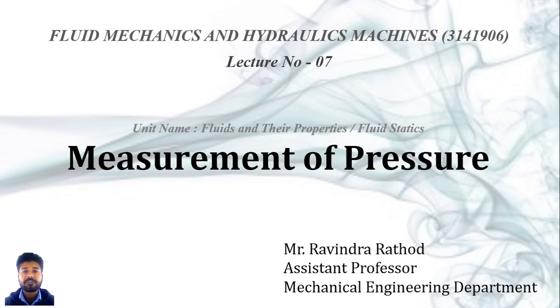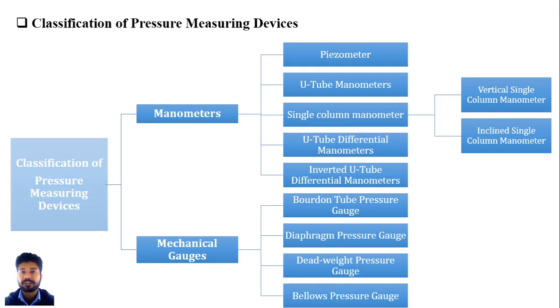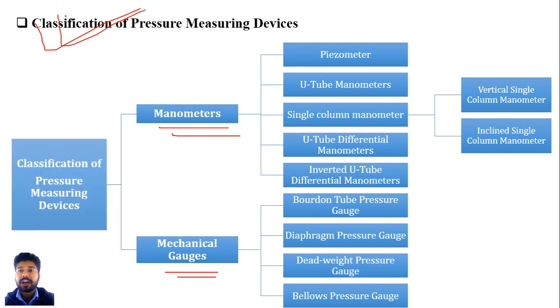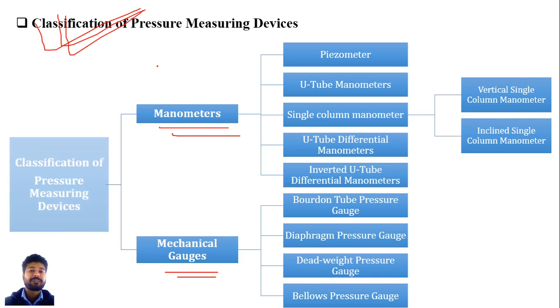In this topic we'll cover the different classifications of measuring instruments which we use for measuring the pressure at various levels. So let's start our classification. Mainly we can classify these pressure measuring devices into two types: the first is different types of manometer, and the second is mechanical gauges. And this is also an important topic from the examination point of view.